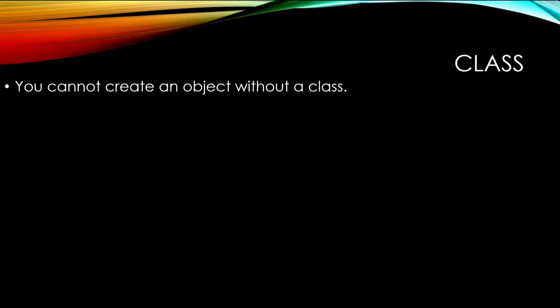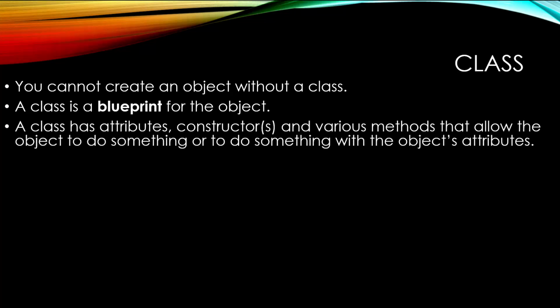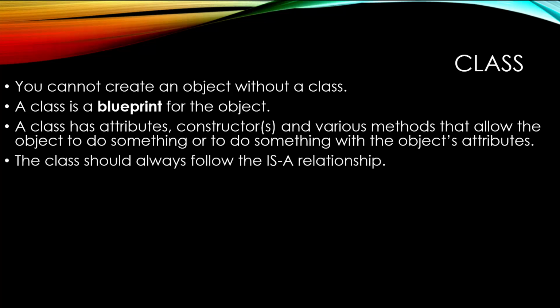And it all starts with a class. You cannot create an object without a class. Now, a class is a blueprint for the object. So when someone says you need to create a class for the object, what they mean is you've got to create a blueprint for the object. Now, a class has attributes, which are the characteristics of the object. It has a constructor or constructors, depending on how many parameters it takes, which we'll get to in just a little bit, and various methods that allow the object to do something or allow you to do something with the object's attributes.